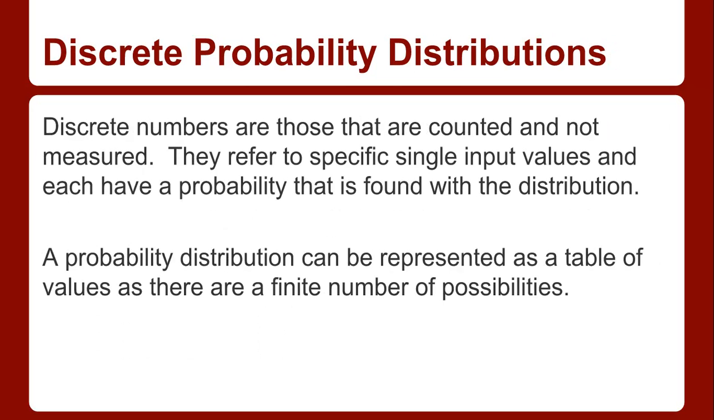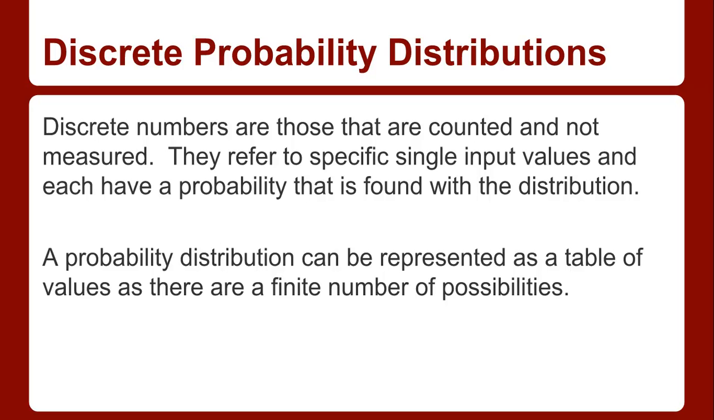What's a discrete probability distribution? Discrete numbers are those that are counted and not measured. I'm not going to assess this in this unit. We're going to get back to this in the normal distribution when we talk about continuous. It's a much more interesting conversation with continuous. For now, we're just talking about single specific input values, and they each have a probability that is found in the distribution.